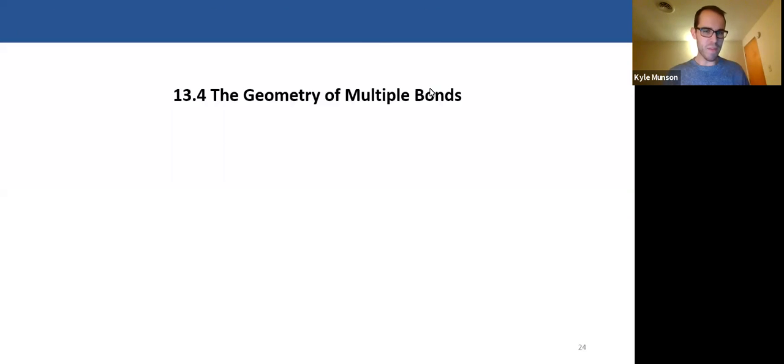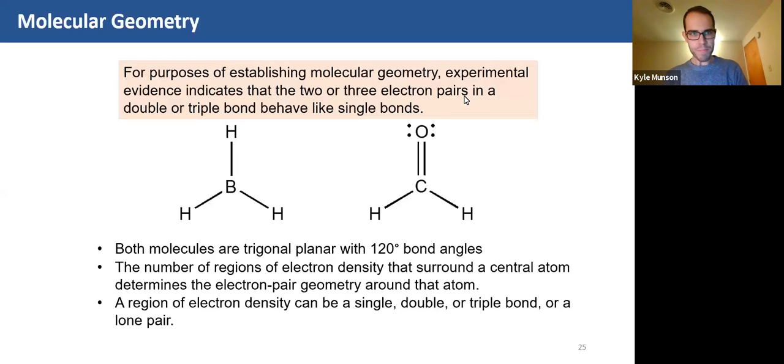Almost there, almost through all the videos. Now we're going to talk about the geometry of multiple bonds, okay? So for purposes of talking about molecular geometry, experimental evidence indicates that 2 or 3 electron pairs in a double and triple bond behave like a single bond in terms of the geometry.